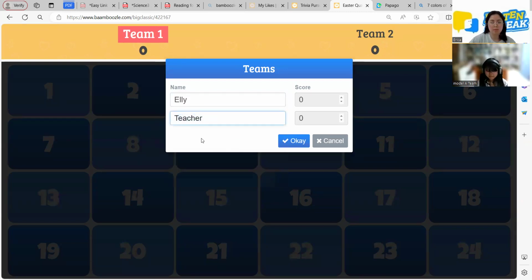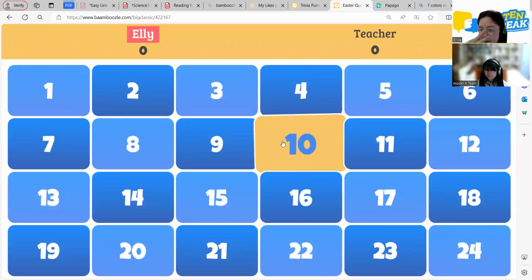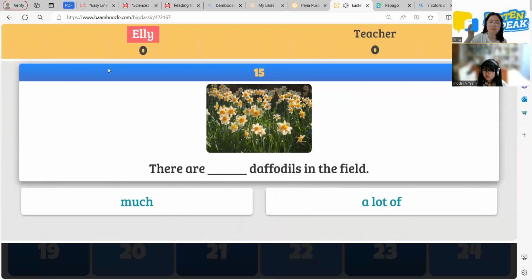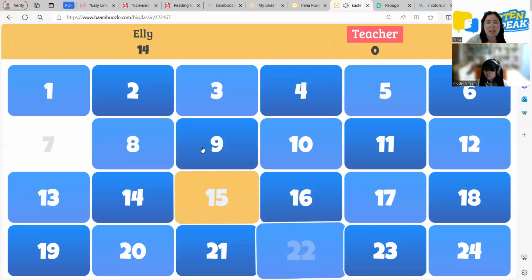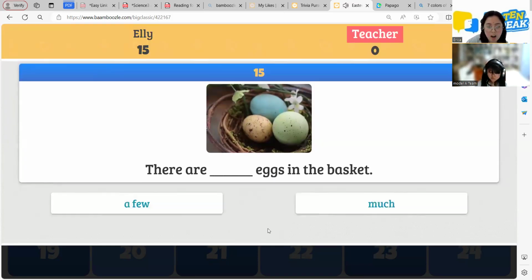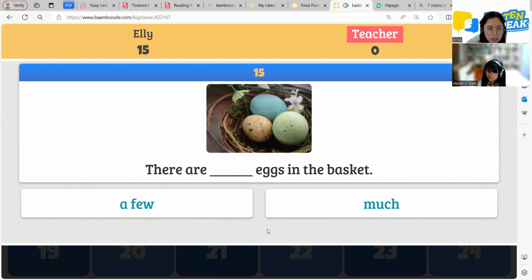A lot of. Okay, can you read a sentence? There are a lot of daffodils in the field. Okay. Good. Nine. There are a few eggs in the basket.